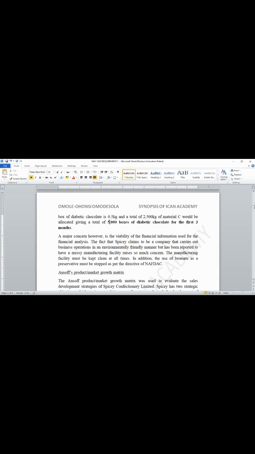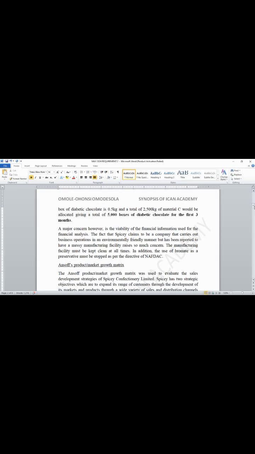Now, don't forget that in the unseen, we're told that there was a problem about the spices manufacturing facility being messy, and undercover agents. An undercover reporter went and saw it, and then they also told us about bromates being used as a preservative, and then NAFDAC was warning them, and you can also talk about that.